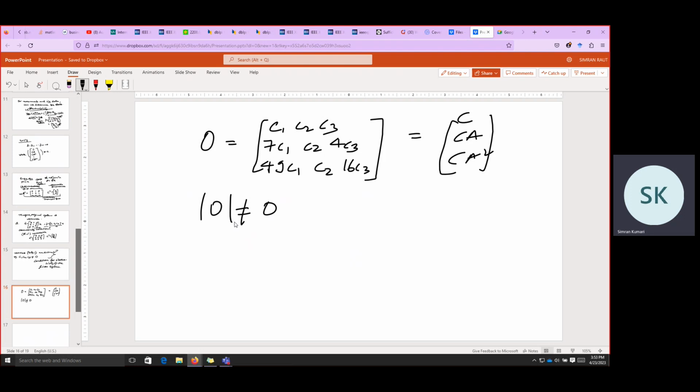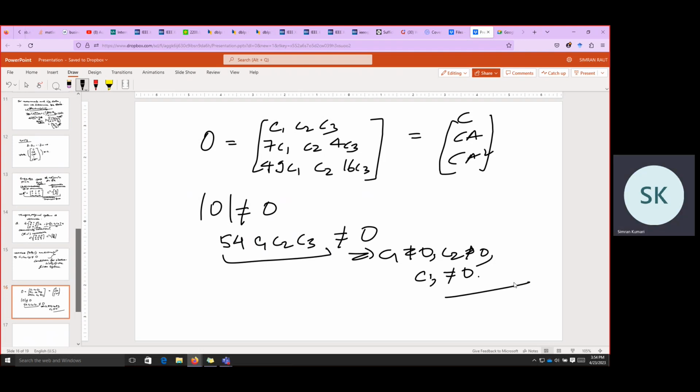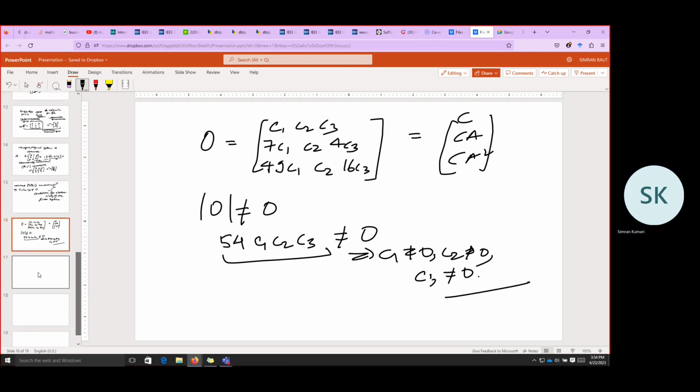We just find the determinant of this one and we get 54 C1 C2 C3 not equal to 0. So for this whole term to be not equal to 0, all the individual terms should not be equal to 0. This implies C1 is not equal to 0, C2 not equal to 0, and C3 also not 0. Okay, so either approach you can apply and get the same result.